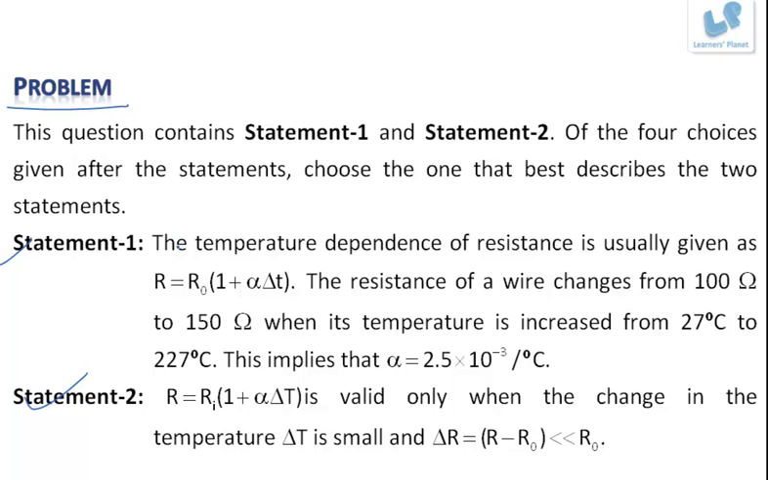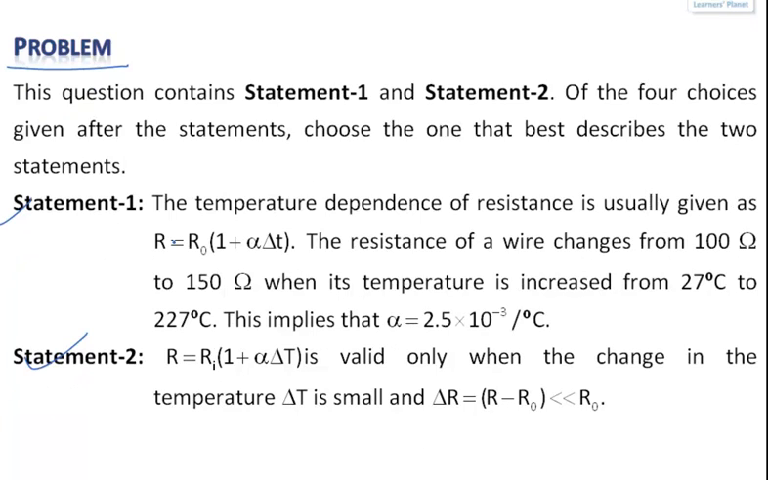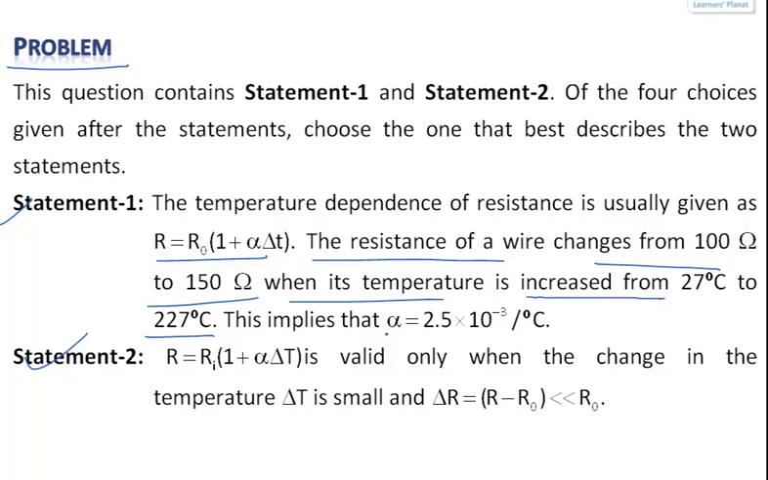The temperature dependence of resistance is usually given as R equal to R naught (1 plus alpha delta T). The resistance of the wire changes from 100 ohm to 150 ohm when its temperature is increased from 27 degree centigrade to 227 degree centigrade. This implies that alpha is equal to 2.5 into 10 to the power minus 3 per degree centigrade.